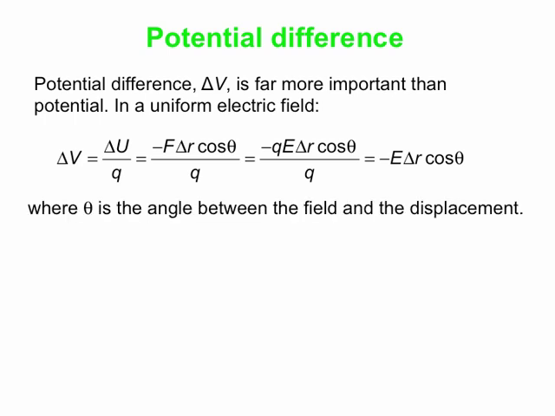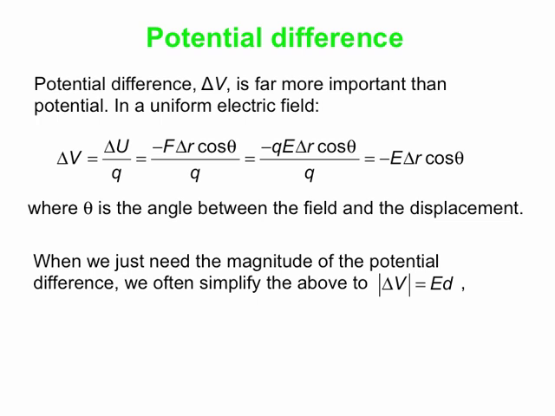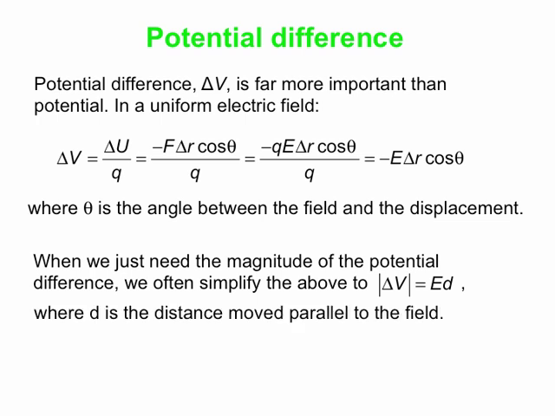Okay, and I already said that. Theta is the angle between the electric field and the displacement, delta R. Often we just need the magnitude, and we often simplify this to delta V is just ED. Now D is not any old distance, it is the distance moved parallel to the field. So E is the field, D is the distance you go parallel to the field, and you change your potential by delta V, magnitude-wise at least. The sign really depends on whether you're going with the field or against the field.